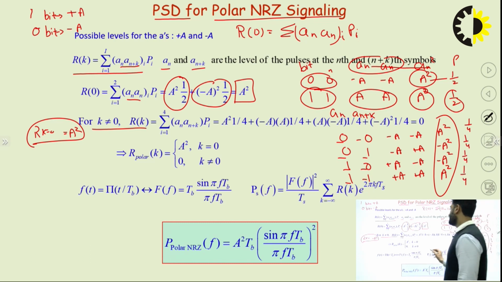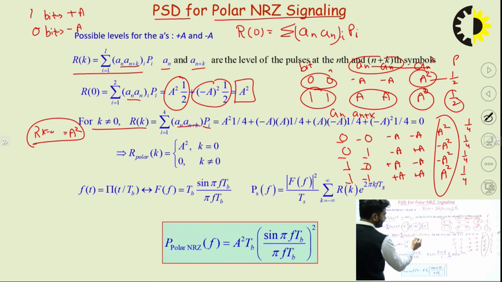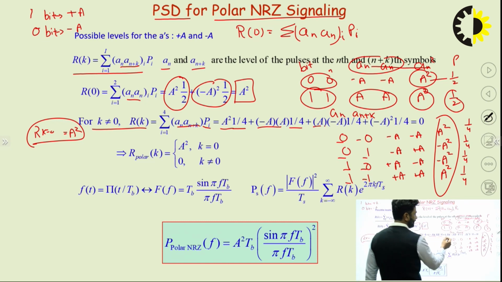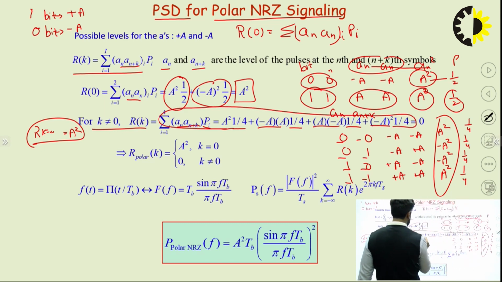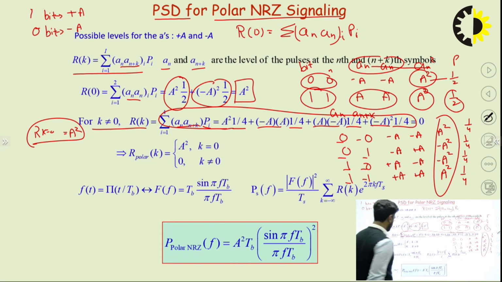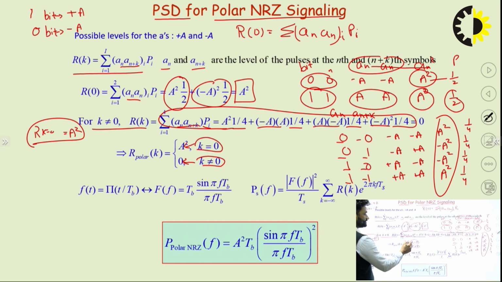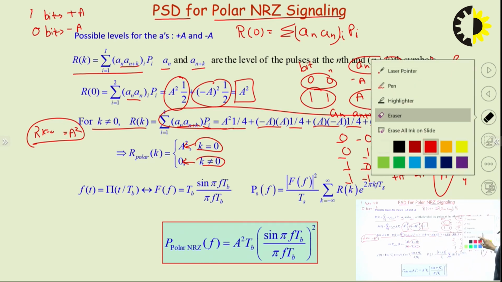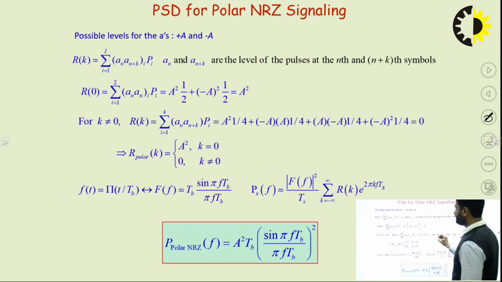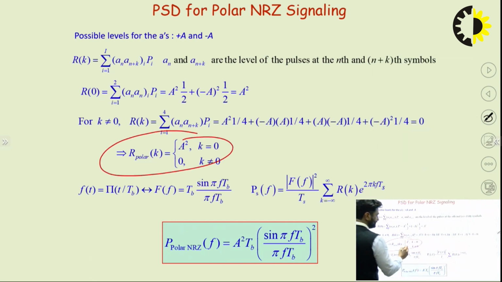We multiply the voltage by P_i: A square times 1 by 4, minus A square times 1 by 4, minus A square times 1 by 4, plus A square times 1 by 4. The total autocorrelation function comes out equal to 0. When k is not equal to 0, the autocorrelation function is 0. When k is equal to 0, the autocorrelation function is A square. So we have calculated the autocorrelation function: A square and 0.